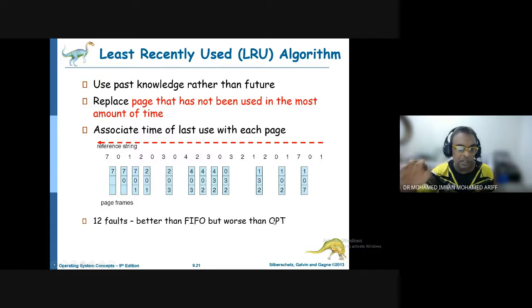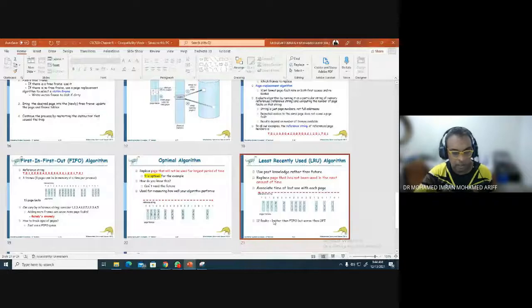Okay. So the best one is always optimal. The second one is least recently used. And the final one is first in, first out. Okay, do you have any questions on this? Ni soalan ini penting ni, nak kena tanya ni. Any questions on this? No, sir.